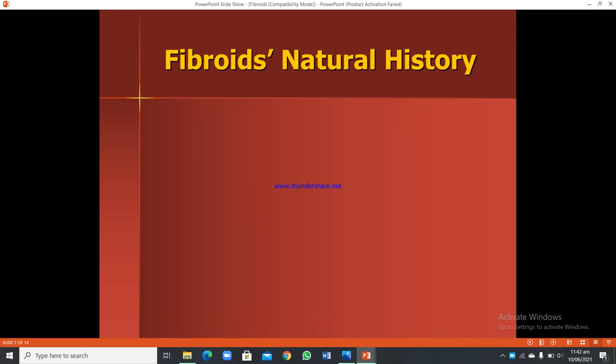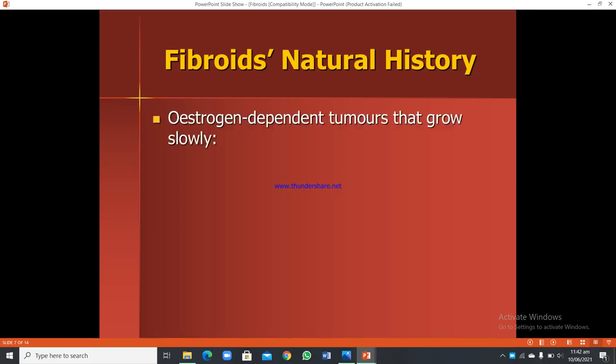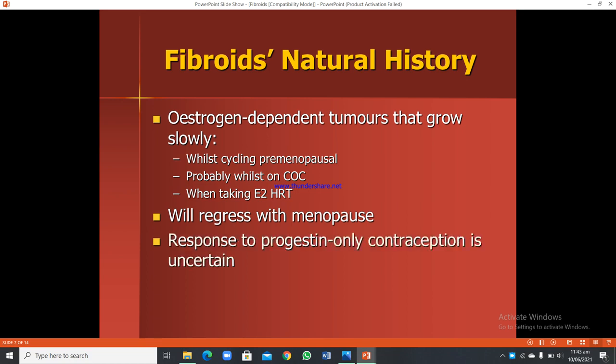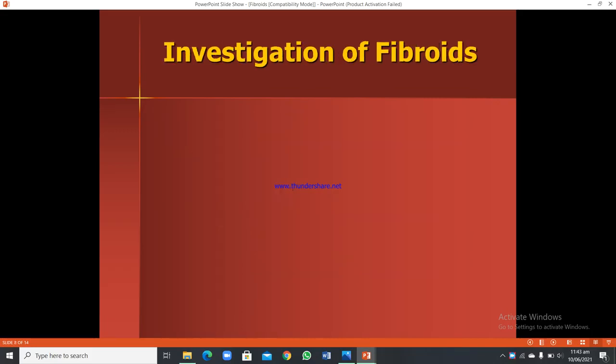Now, fibroids natural history. Estrogen-dependent tumors that grow slowly while cycling premenopausal, probably while on combined oral contraceptive pills containing estrogen and progesterone, or when taking estrogen, that is hormone replacement therapy. They will regress with menopause. Response to progesterone-only contraception is uncertain. Malignant change is rare, that is less than 1 in 1000.